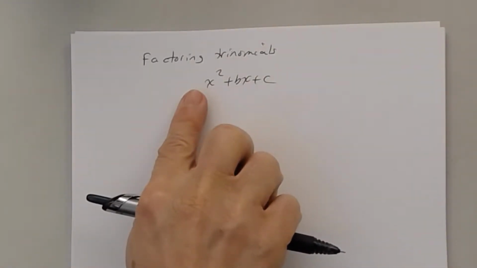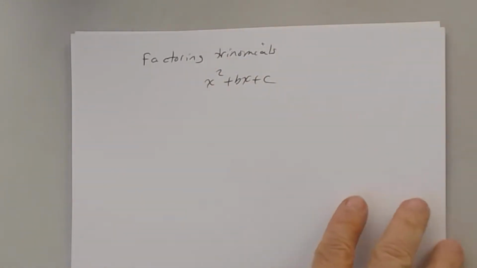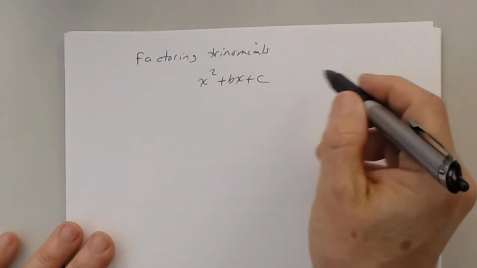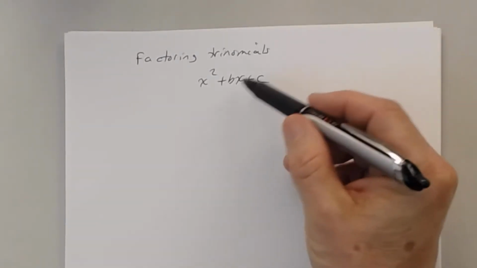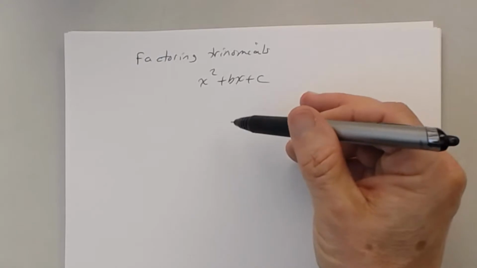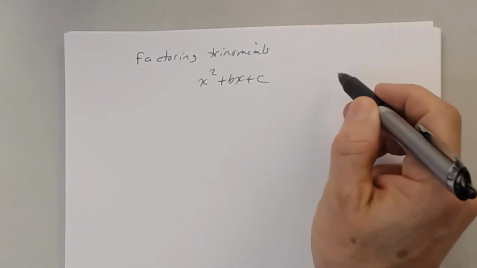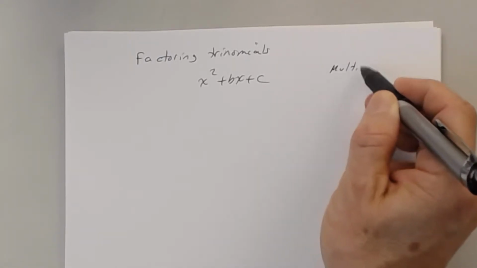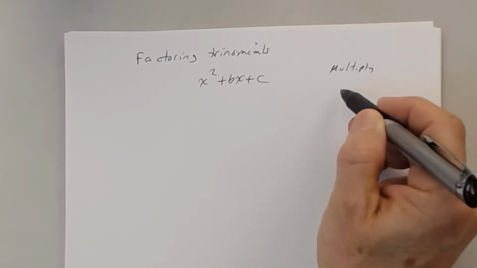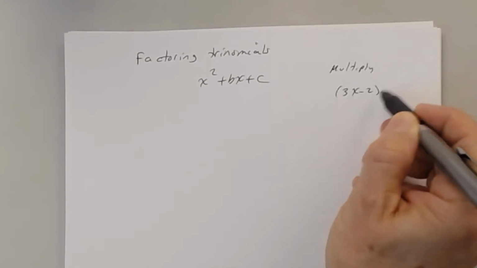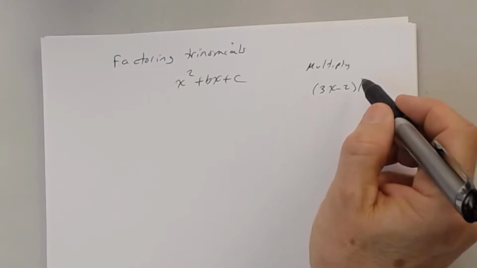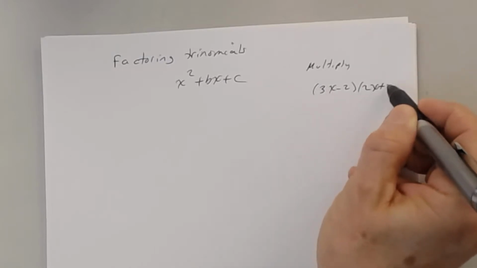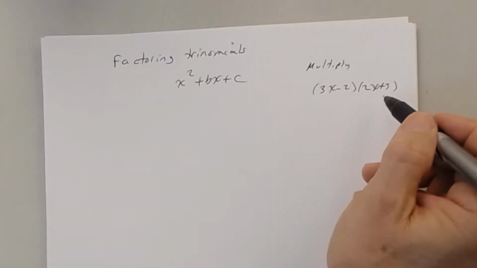Okay? Now before we go on, just let me remind you, because we're going to use the FOIL method to help us with this as well. One of the things you had to do for tonight was multiply these two binomials: 3x minus 2 times 2x plus 5. That was one of the things you had to turn in.